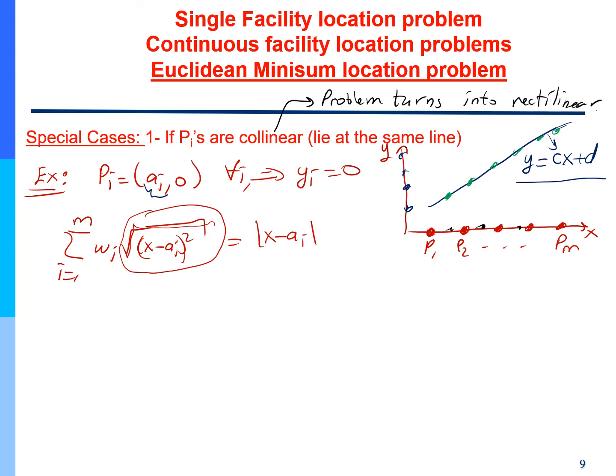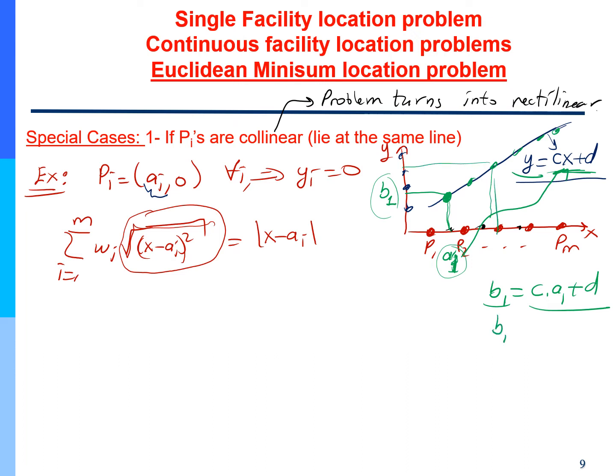Okay? Then, look, if this is the ai coordinate of an existing facility, a1, let's say, then this will be b1. But can we represent b1 in terms of a1 using this equation? Yes. So what is it? B1 is equal to C times A1 plus D. It's like this because of this equation, because it is on the line segment. If the x value is A1, just put A1 here and you will obtain the y coordinate, which is this one. Similarly, let's assume that this is another one. So for each facility, bi is c times ai plus d.